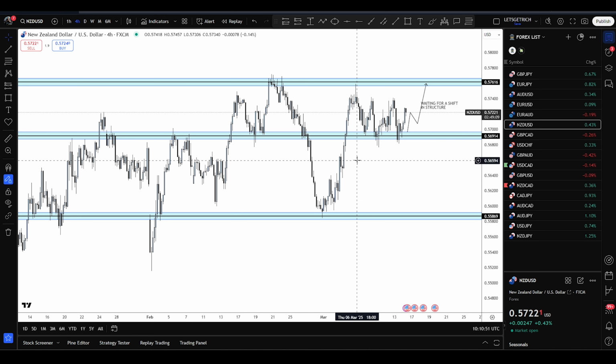But what I used to do is mainly just look at the 4 hour only, and sometimes I look at the higher time frames.